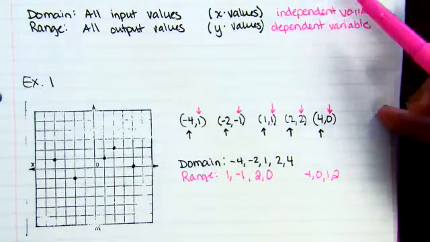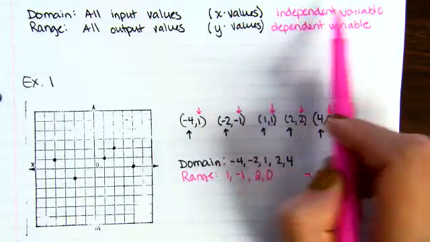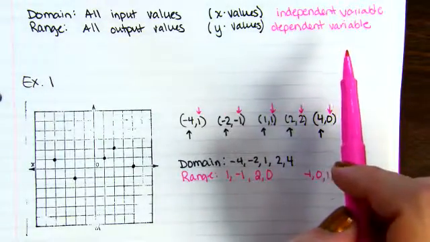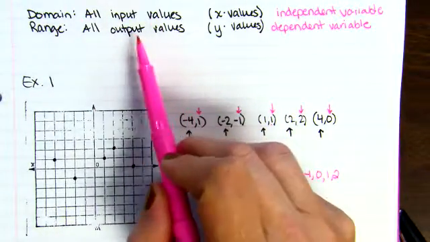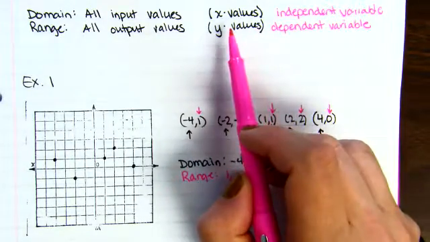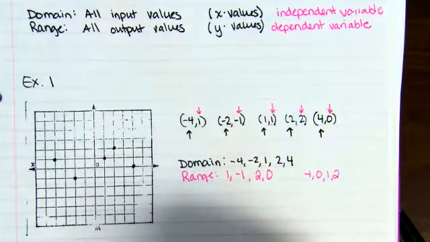So those are just two more ways of thinking about domain and range. So input, independent variable, that's typically our x values. It's going to be on the horizontal axis in a graph. Our range are our output values. We also call those our dependent variables. It usually goes with y, but that's going to be the vertical axis on our graph.